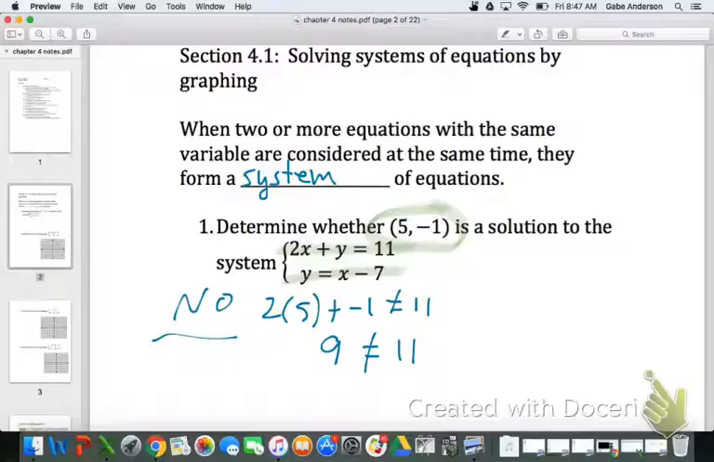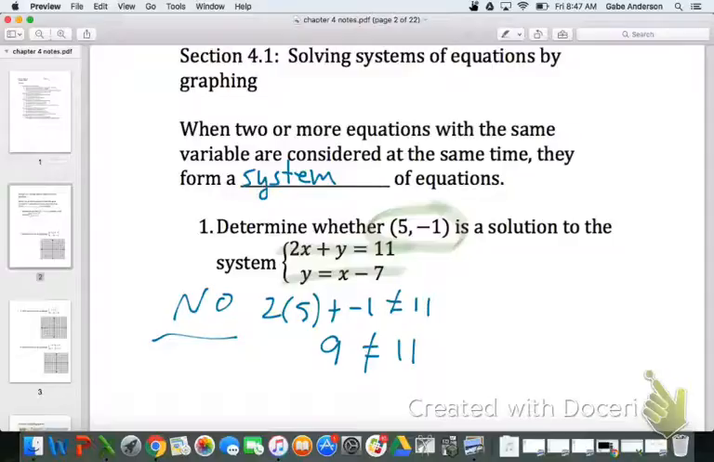Did anybody try the other line? Yeah. It doesn't work there either, does it? So this is just not even on either line. So it's possible you could have the point work in one of the 2 lines, but not both. It could work in both, or it could work in neither like this one. So this should feel pretty familiar. We've done stuff like this at the start of every chapter. Check to see if this is a solution. Hopefully you're getting pretty good at that. We good? Yes.